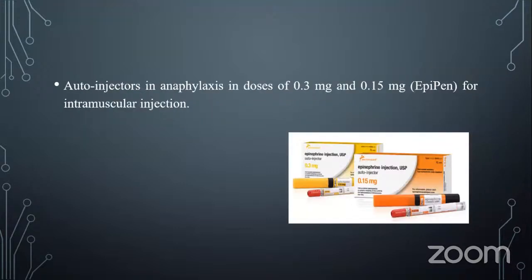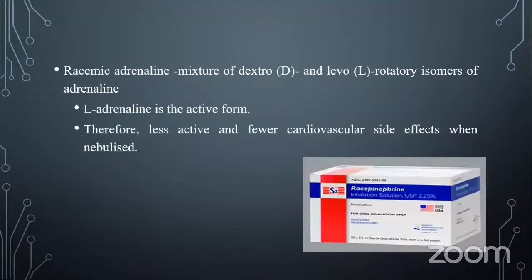Adrenaline is used in anaphylaxis as auto injectors like EpiPen, with doses of 0.3 mg and 0.15 mg for intramuscular injection. Another preparation is racemic adrenaline, a mixture which contains dextro and levo isomers of adrenaline. Levoadrenaline is the active form, hence the racemic adrenaline mixture is less active and has fewer cardiovascular side effects when nebulized.